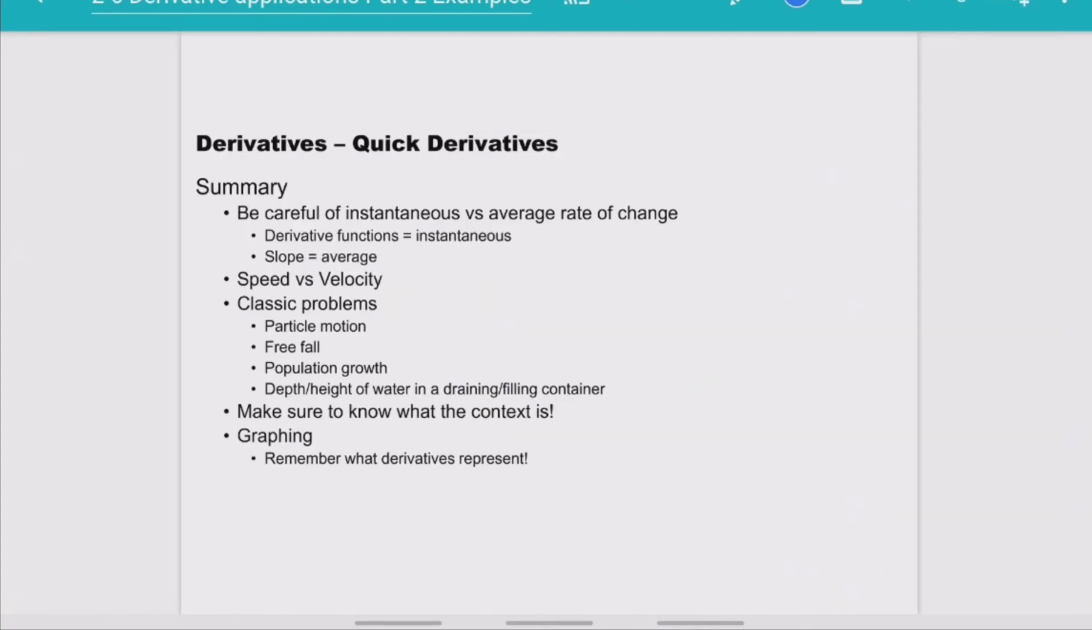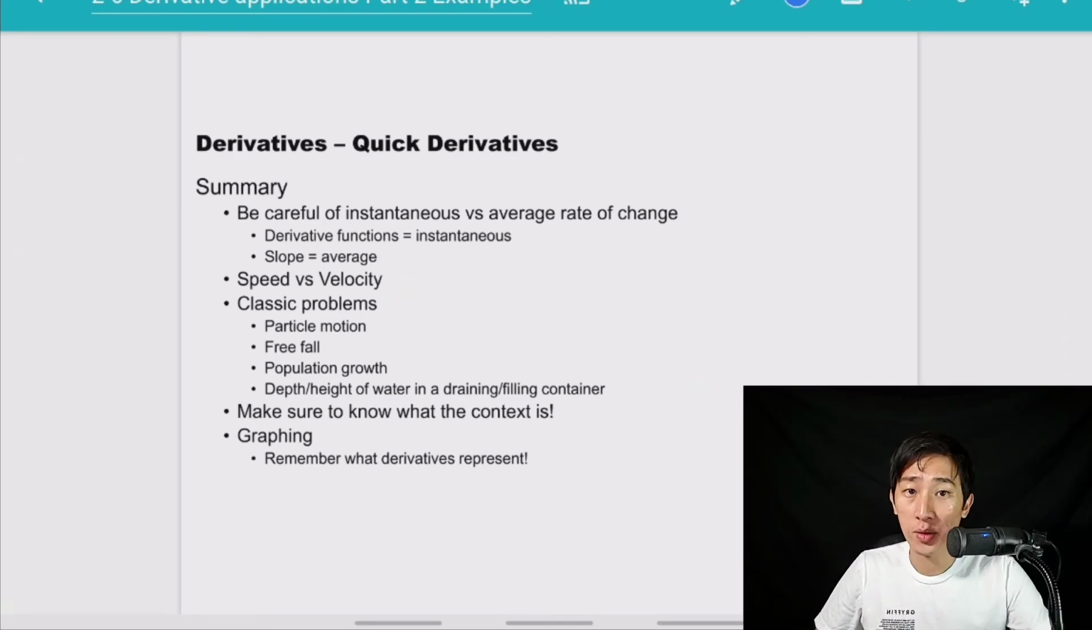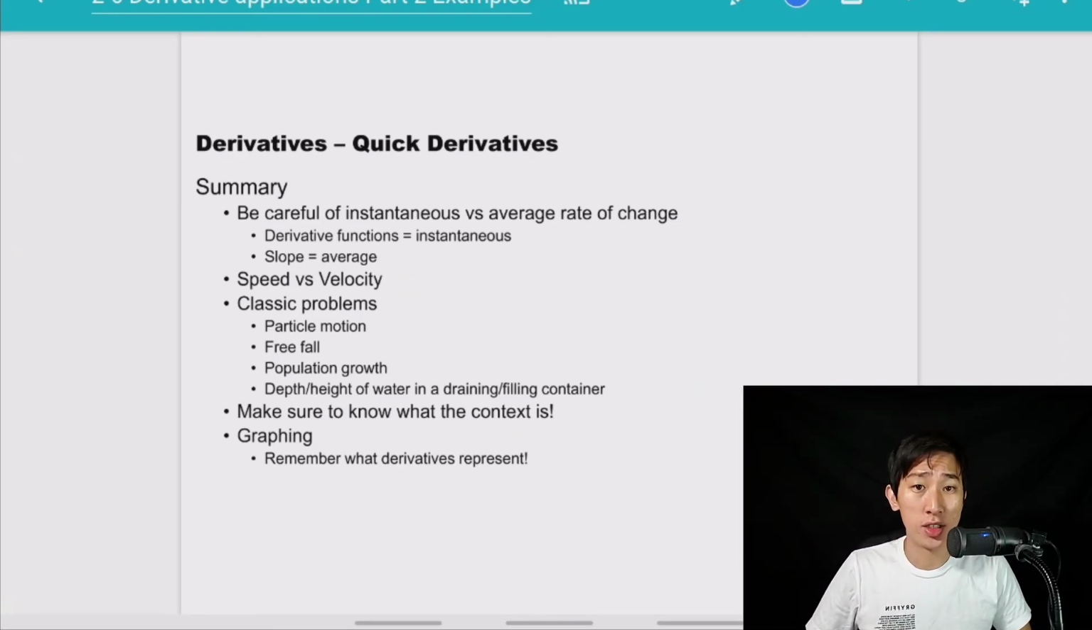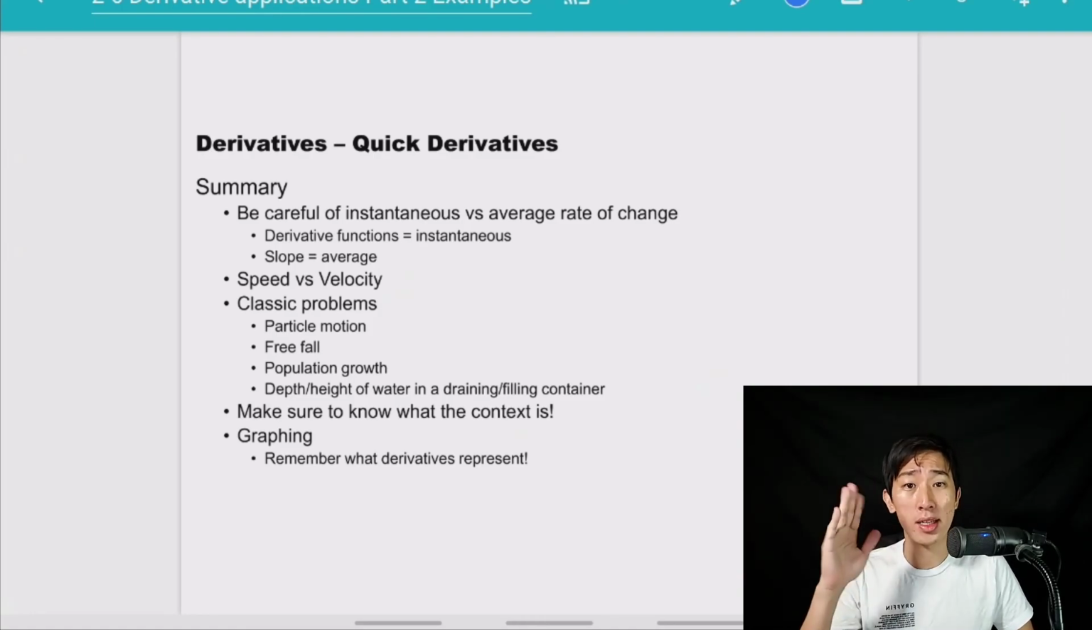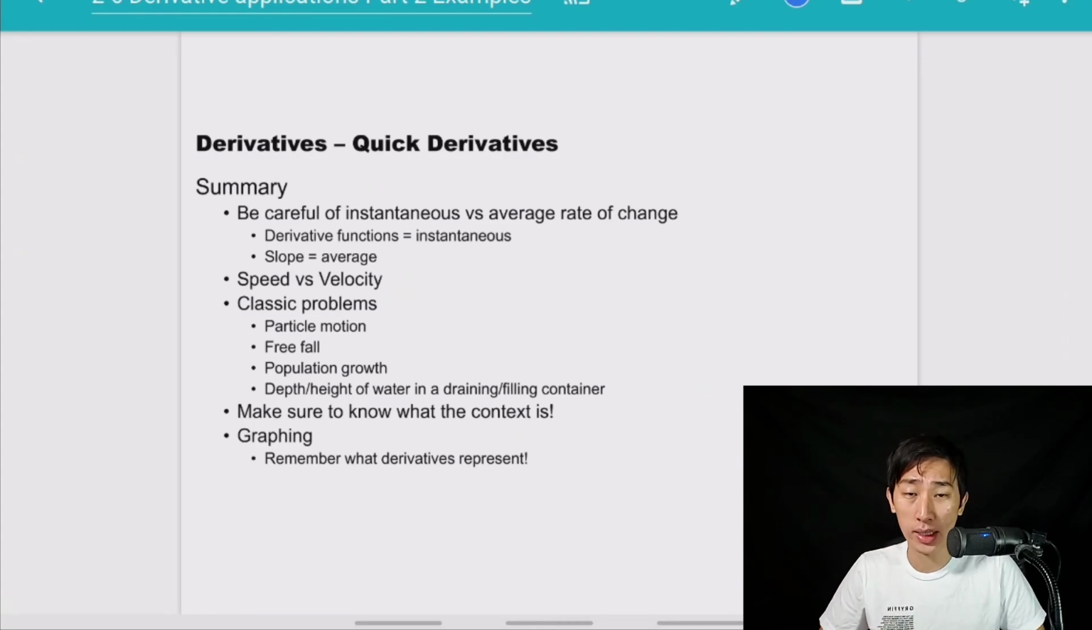Okay, so in summary, please be careful. There's a difference between instantaneous rate of change and average rate of change. If you're doing average rate of change, just take the endpoints and divide by the time change. It's just your slope. You take the derivative when you're doing instantaneous. Make sure you know the difference between speed and velocity, and especially when you're dealing with context, you're trying to figure out, hey, where's my positive, where's my negative, what's my direction going? And when you're doing speed, just always take the absolute value of your velocity.